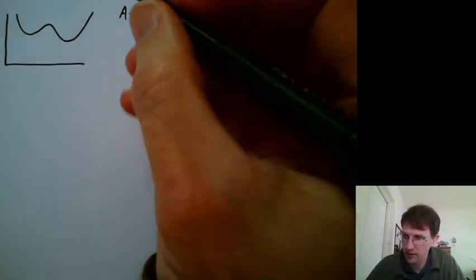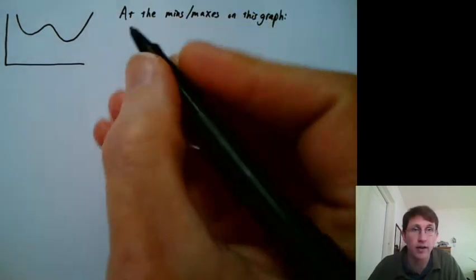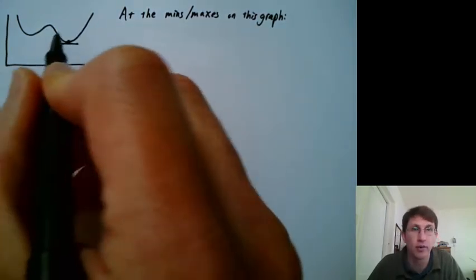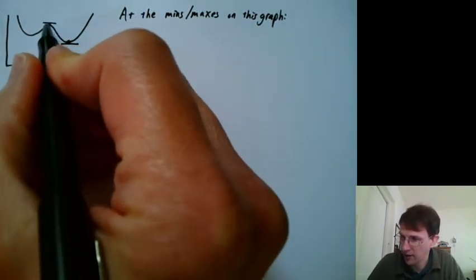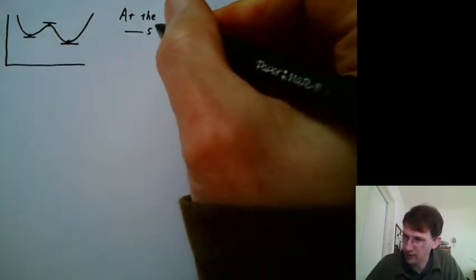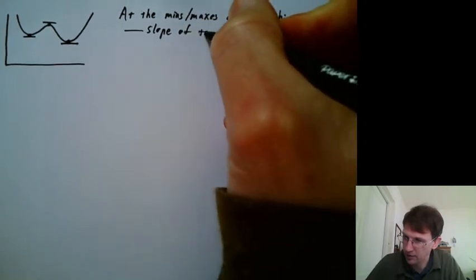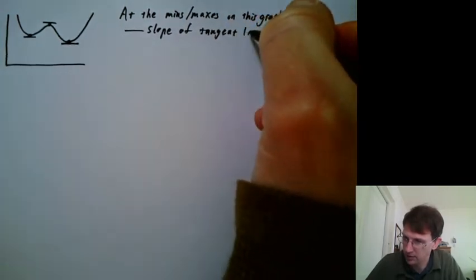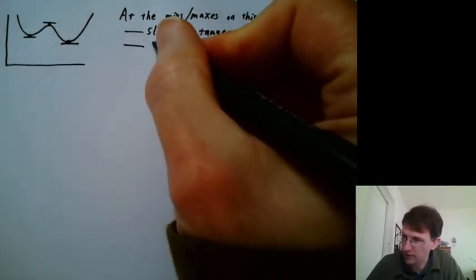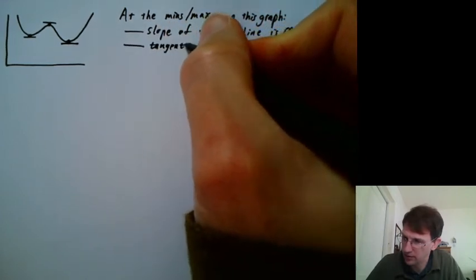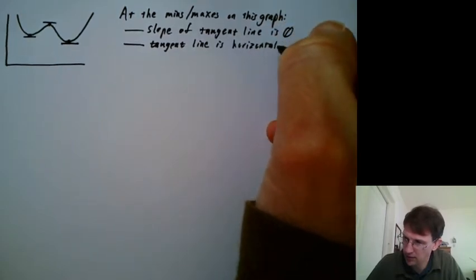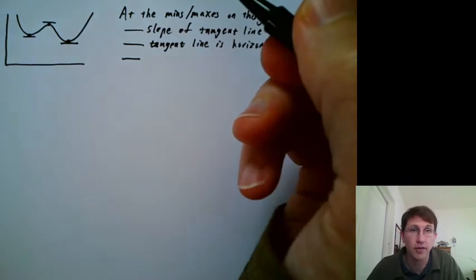All right, you might have said at the mins or maxes, the slope of the tangent line is 0. You might have said, well, right here, the tangent line is just purely horizontal, and the same thing at the local max there, and the same thing at the local min there. So you might have said the slope of the tangent line is 0, or you might have said the tangent line is horizontal, or you might have said f prime is 0.